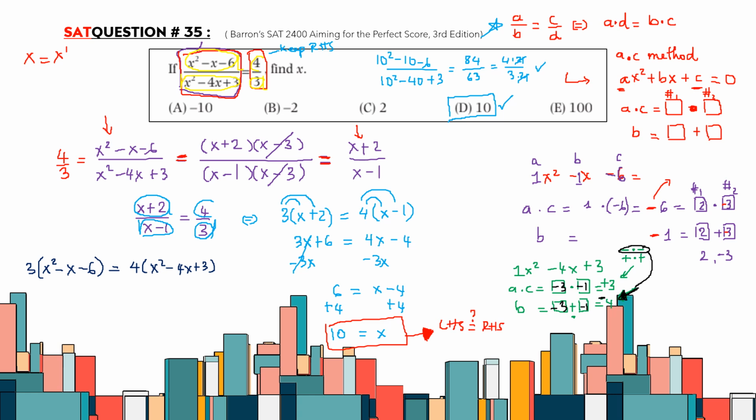Remember, we cross multiply, so a times d, right? So 3 times x squared minus x minus 6, and then the other cross is 4 times x squared minus 4x plus 3. Okay, now we distribute, so we have 3x squared minus 3x minus 18, that equals 4 times x squared, 4x squared, minus 16x plus 12.